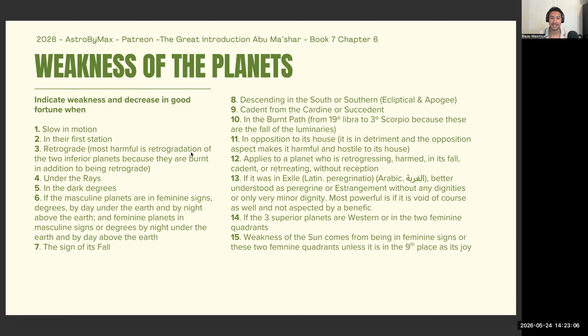We're also told that the 14th condition is if the 3 superior planets are Western, and if they are in the 2 feminine quadrants, it creates weakness here. And weakness of the sun comes from it being in the feminine signs, or the 2 feminine quadrants, which, remember, are from the midheaven to the descendant, and from the IC to the ascendant. And the sun is weak if it's in the feminine signs and these quadrants, unless it's in the 9th place, which is the house of its joy. So if it's in the 9th house, you would not consider that, because it's joyful there. So these are the weaknesses of the planets.